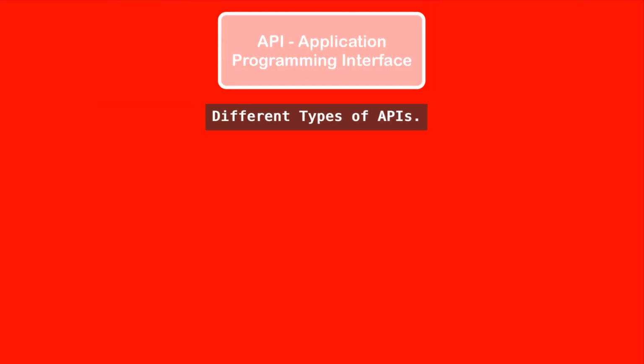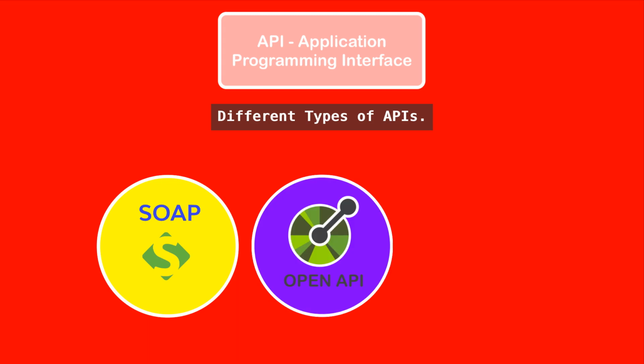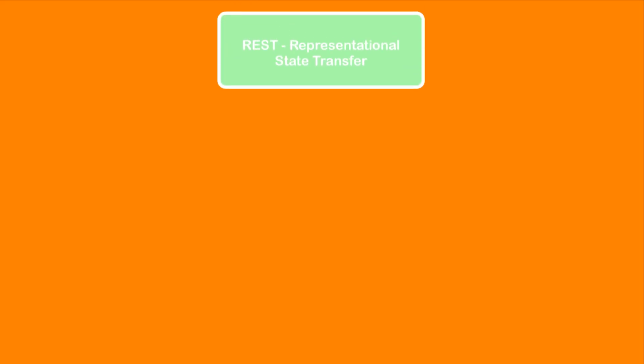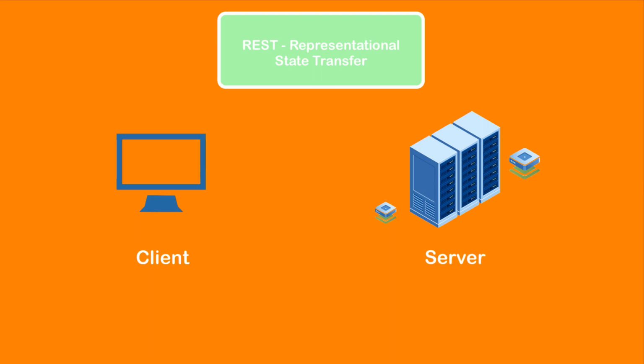There are different types of API, including SOAP, Open, GraphQL, etc. One of the most common API type is REST, and REST stands for Representational State Transfer. REST APIs enable client-server interactions that are based on request-response design.